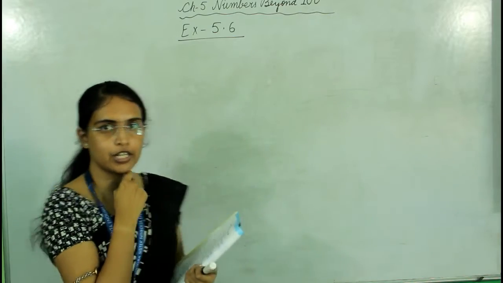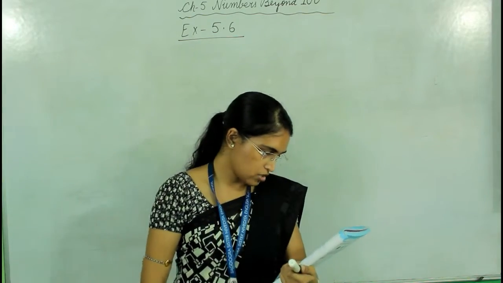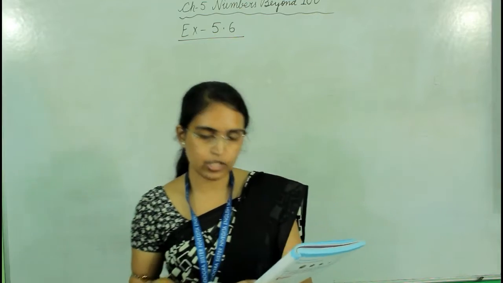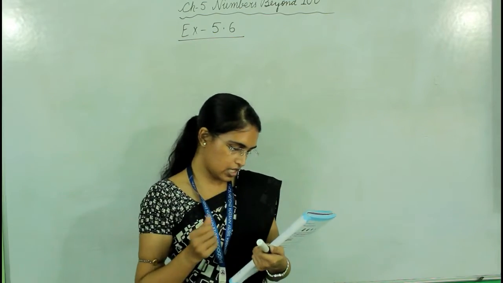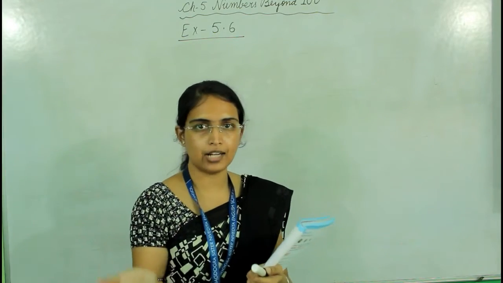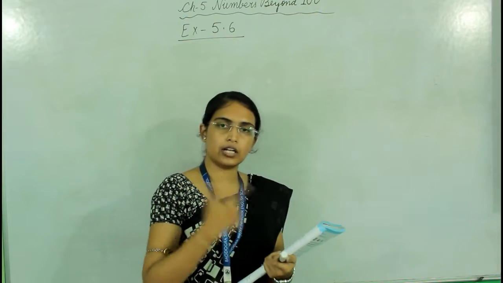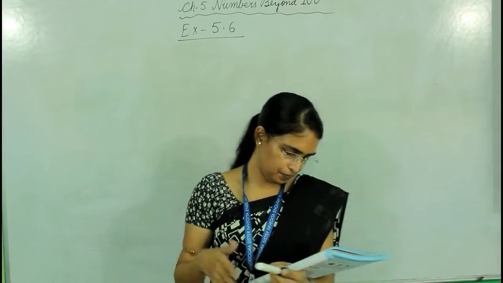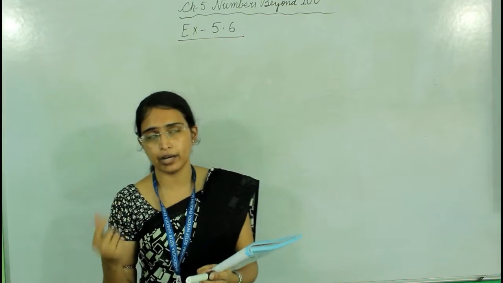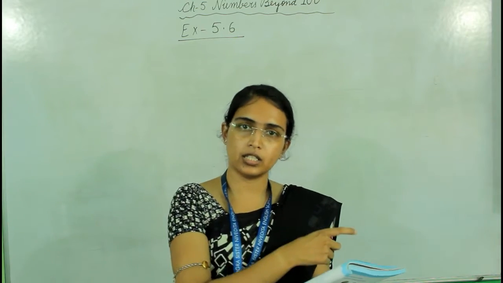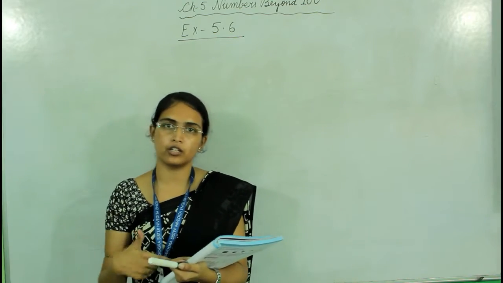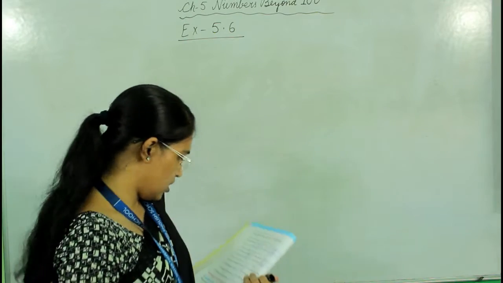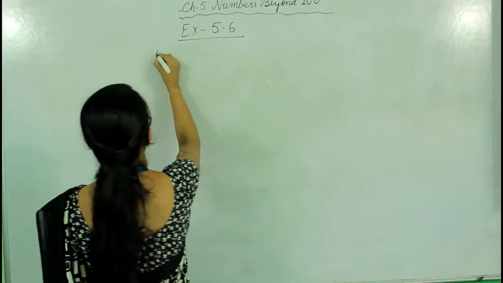Now we will do question number 5. The question is, compare and put the sign greater than, less than or equal to in the circle. There are some number names on both sides. We have to read the number names and put the greater than sign, less than sign, or equal to sign according to the question. Okay. So 5A.